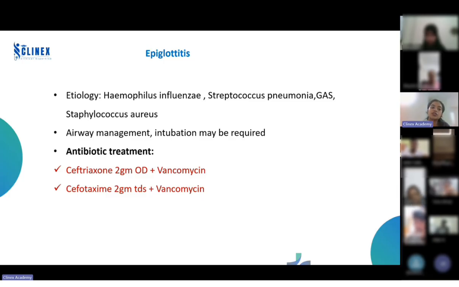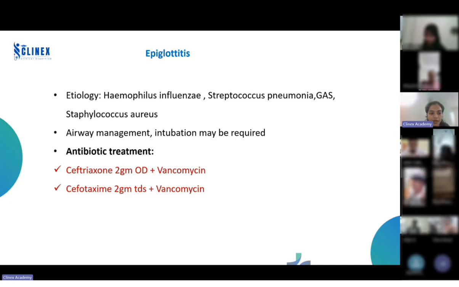Antibiotic treatment should focus on both gram negative as well as gram positive. To cover the gram negative, ceftriaxone 2 gram OD can be given. It will also cover the streptococcus, which is gram positive. Then for MRSA or other Staph aureus infections, you can give vancomycin. So ceftriaxone 2 gram OD plus vancomycin, or otherwise another third generation cephalosporin, cefotaxime 2 gram TDS, with vancomycin can be given.